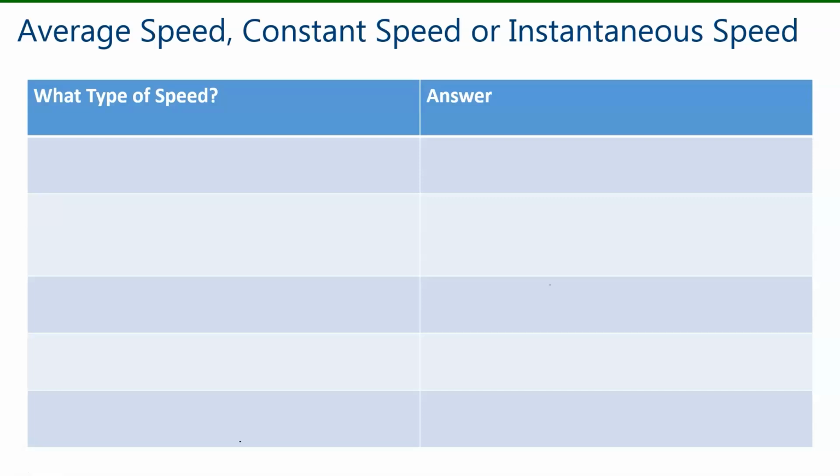Next, let's try to identify the description of speed and then what type of speed it is. Is it average speed being described, constant speed, or instantaneous speed? So pause the video while you have a chance to write down your answer, and then we'll review the answer together.